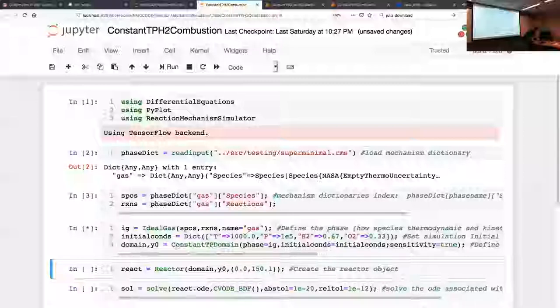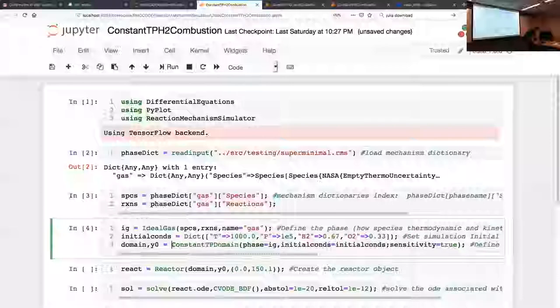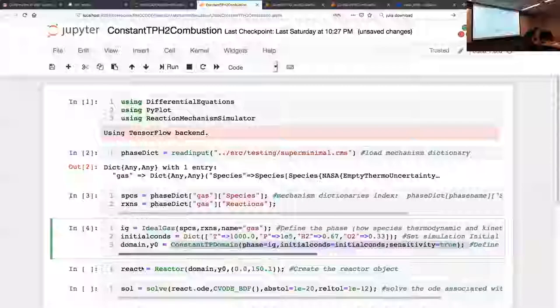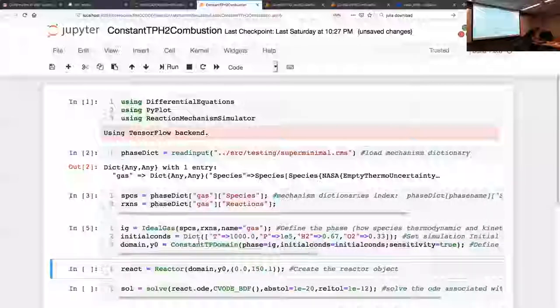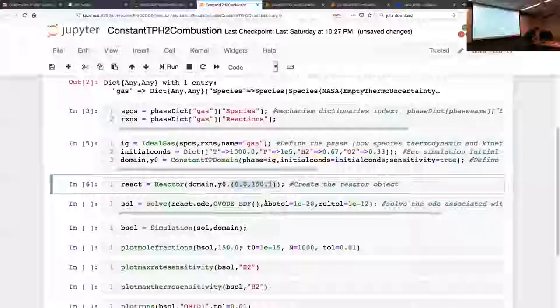And then we construct a domain. The domain essentially defines how the system reacts to changes within it thermodynamically. So in this case, we're defining a constant TP domain, which says the temperature and pressure aren't going to change over the standard, simple reactor. We give it the phase, we give it the initial conditions, and in this case, we say we want sensitivity analysis. And we construct a reactor with a time interval that we want to simulate for.